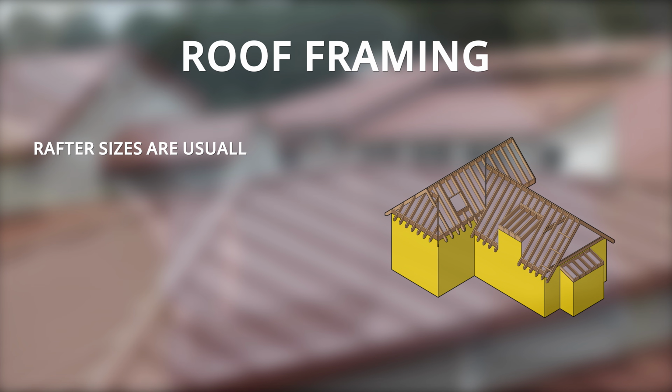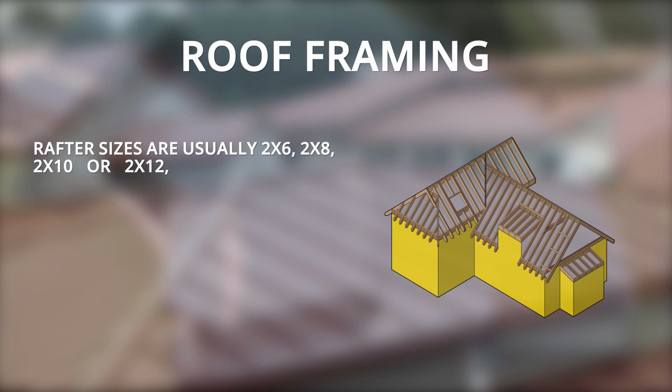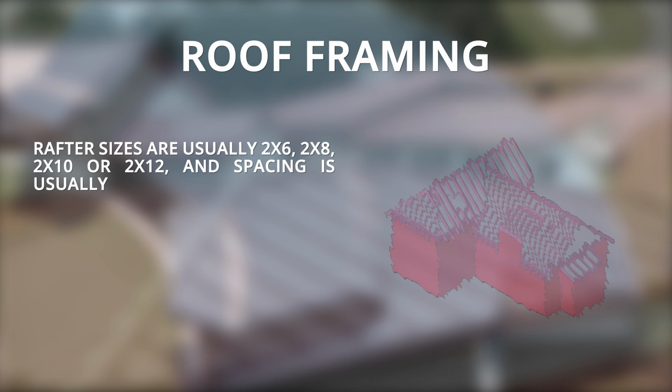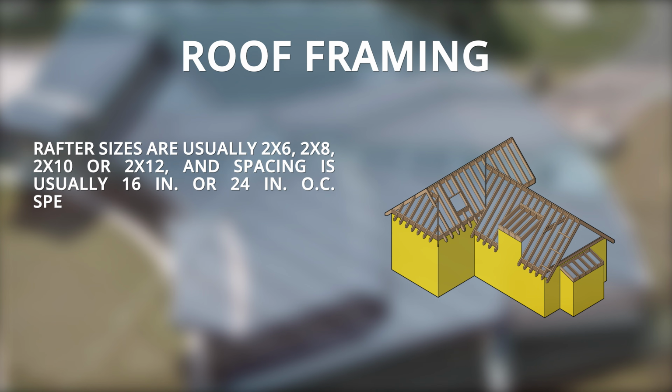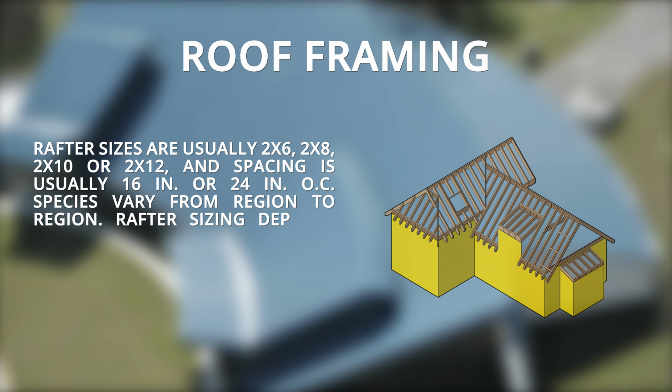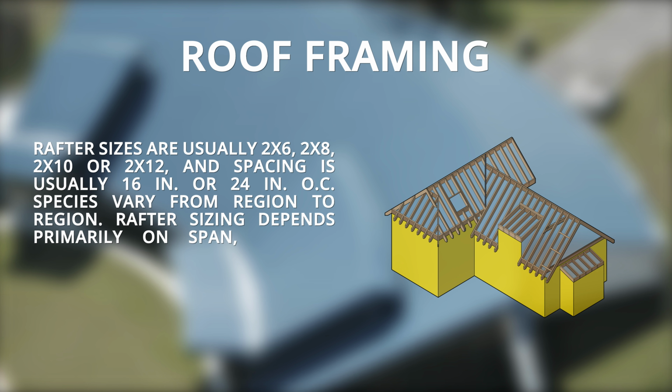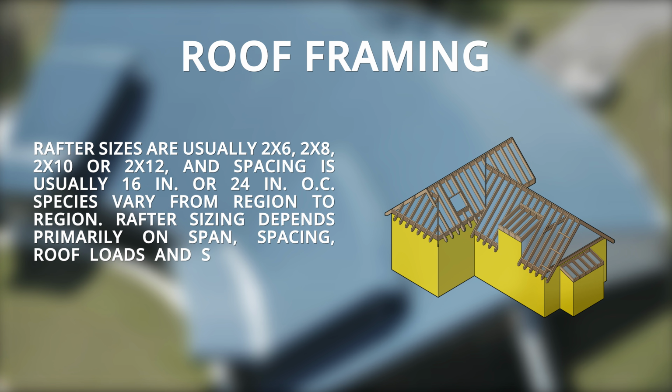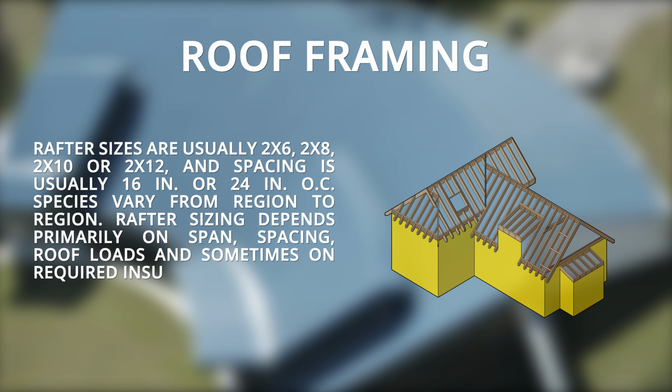Roof framing. Rafters are usually 2x6, 2x8, 2x10, or 2x12. And spacing is usually 16 inches or 24 inches on-center. Species vary from region to region. Rafter sizing depends primarily on span, spacing, roof loads, and sometimes on required insulation depth.